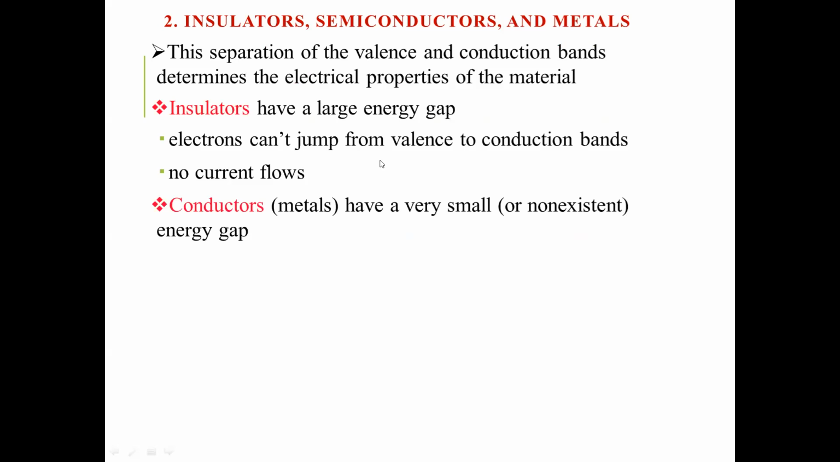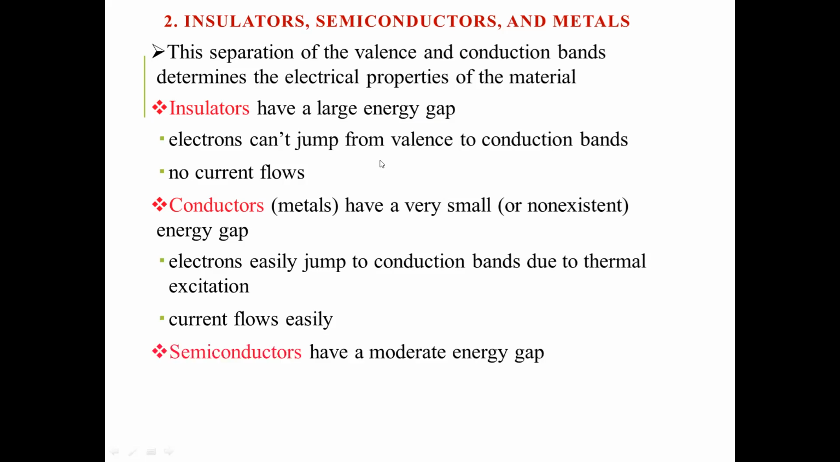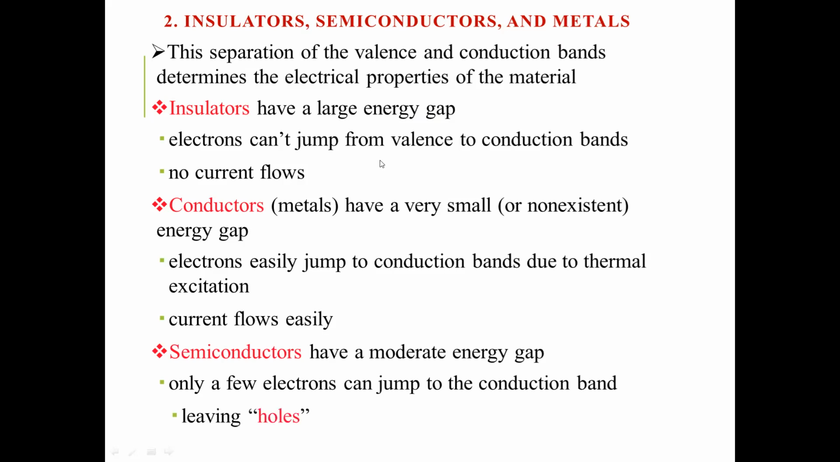Conductors, with special reference to metallic conductors, have a very small or non-existent energy band gap. Remember, we showed that the valence band and the conduction band actually overlap, right? Then electrons can easily jump to the conduction band due to thermal excitation. With more electrons moving there, current can flow easily. In semiconductors, the energy gap is moderate or slightly small, so some electrons can jump into the conduction band so that the semiconductor can start conducting.